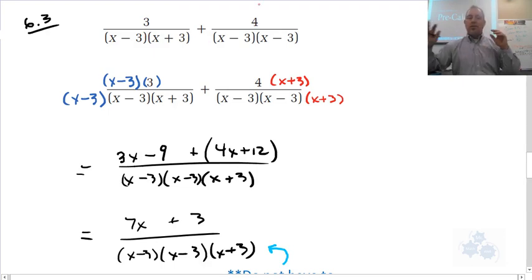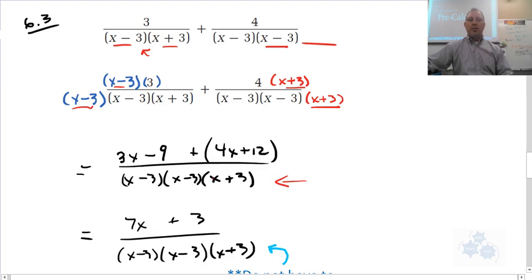And when you add and subtract fractions, you remember you have to have a common denominator. So here I have an x minus 3 and an x plus 3. Over here, I do not have an x plus 3, so I multiply top and bottom by x plus 3. Over here, this one, sorry, the left side, I do not have a second x minus 3, so that's what I need to multiply top and bottom, so that we have down here a common denominator.